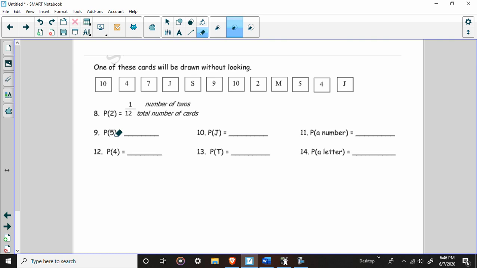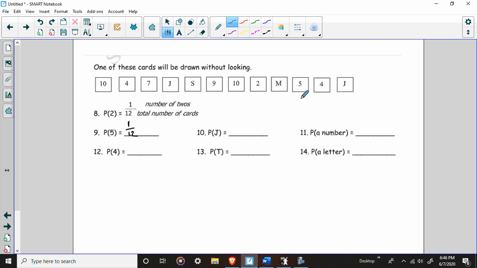So again, what's your probability of getting a 5? Well, I've got 1, 2, 3, 4, 5, 6, 7, 8, 9, 10, 11, 12. I've got 12 total cards, right? And how many of them are a 5? Just the one, right? And this is where people can kind of get confused.